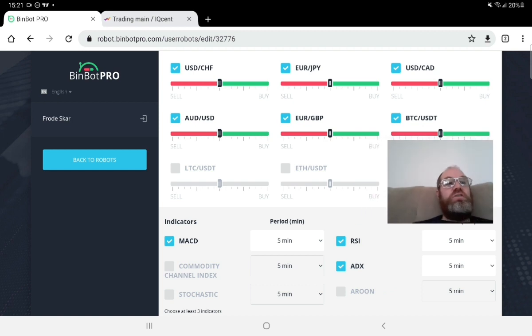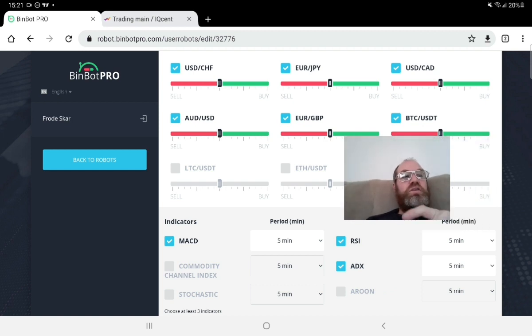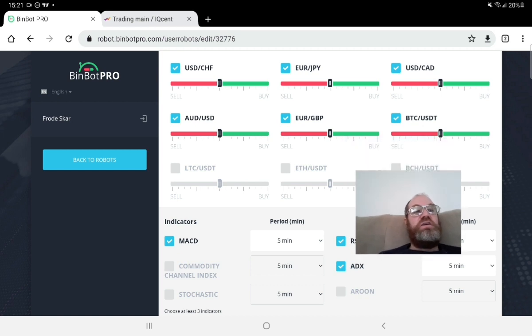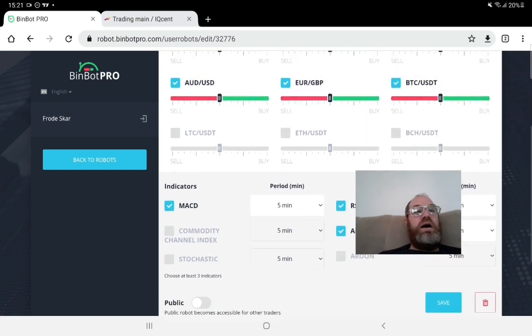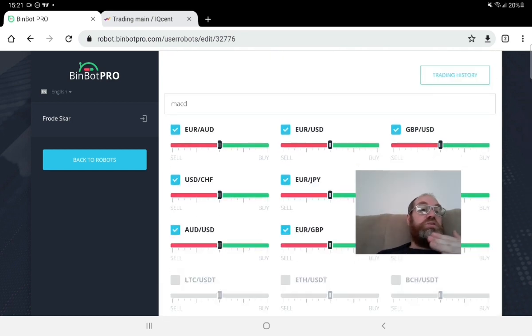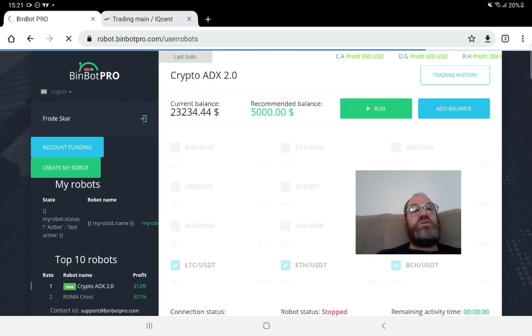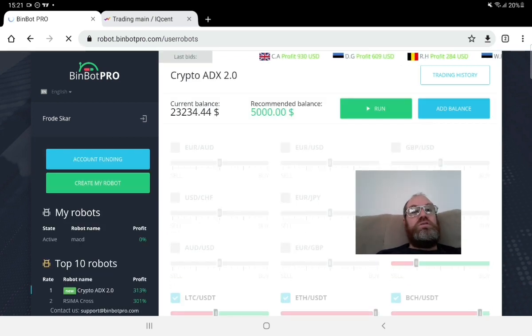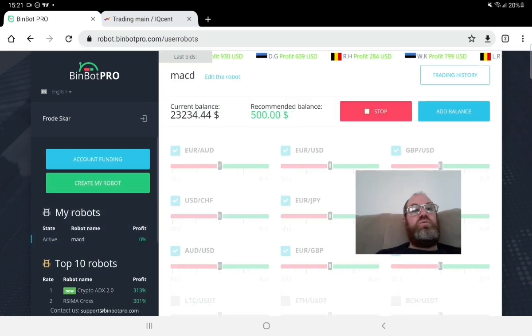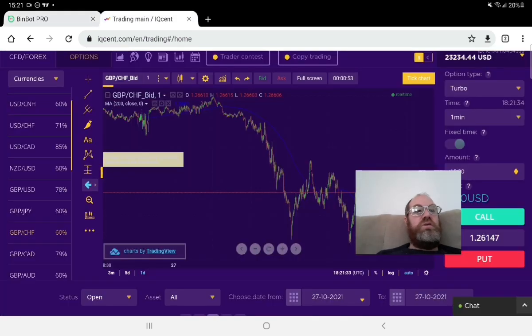And you needed to put 3 indicators, so then I just chose an RSI and ADX. So this is actually the way I'm doing it. And this bot has been working very good. So let's go back to the robot. Now let's see. Let's push it again. We are running. Let's see if we have got any trade.